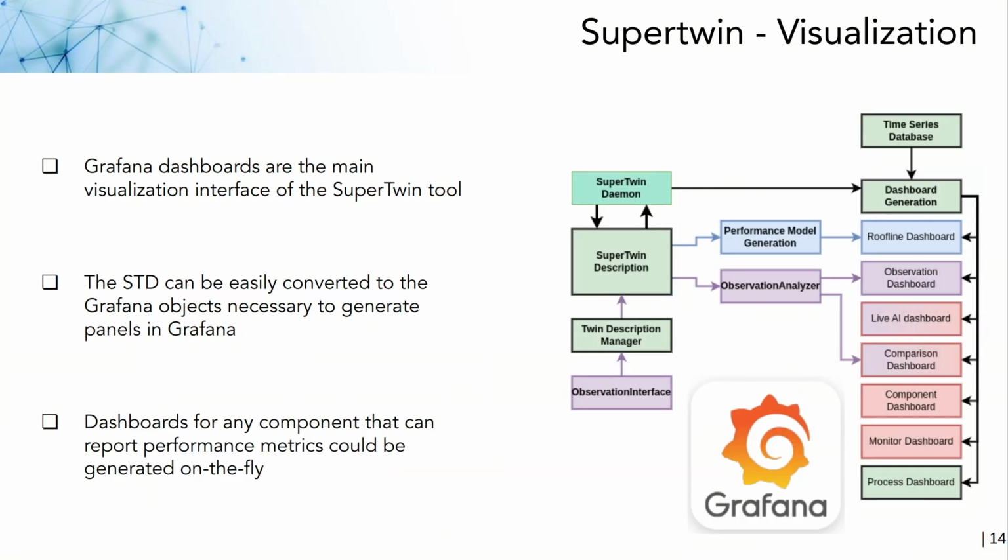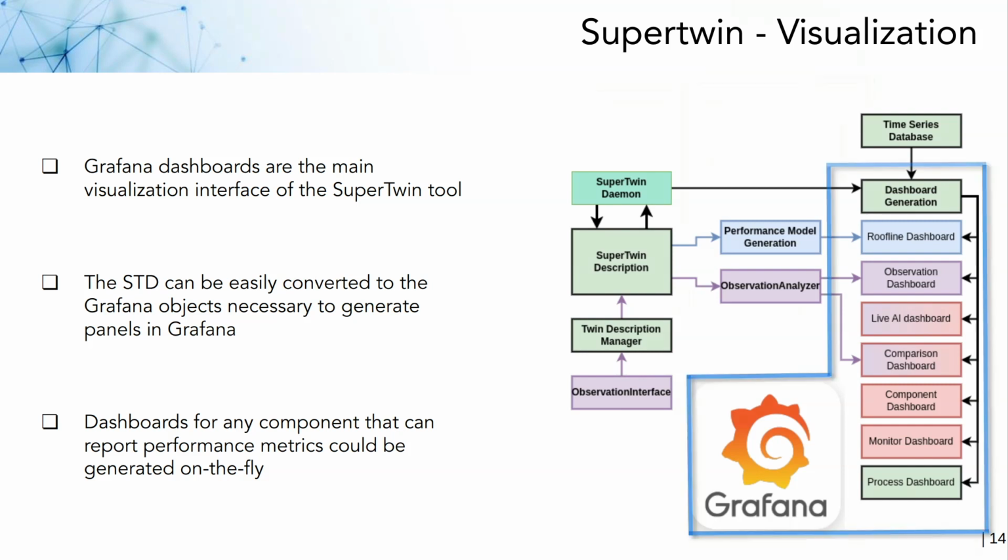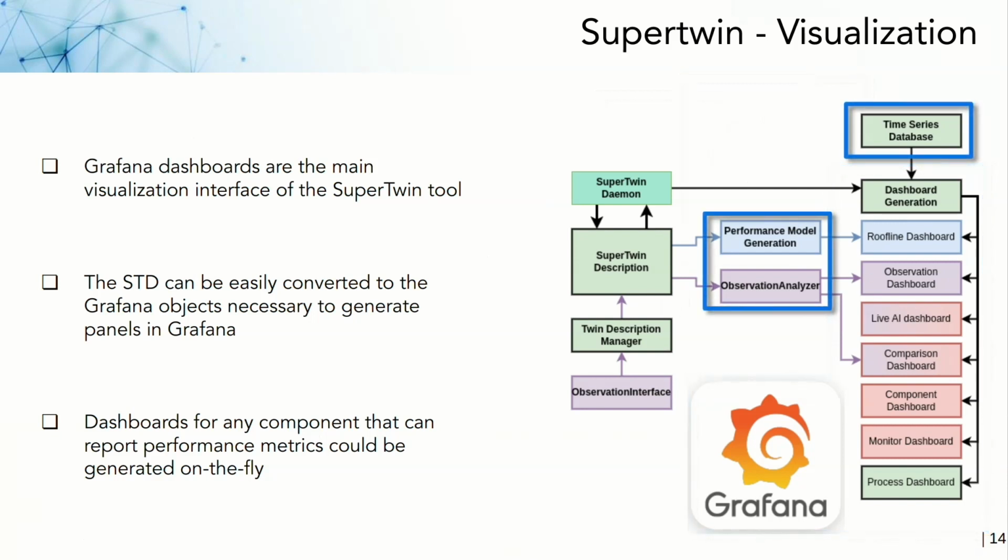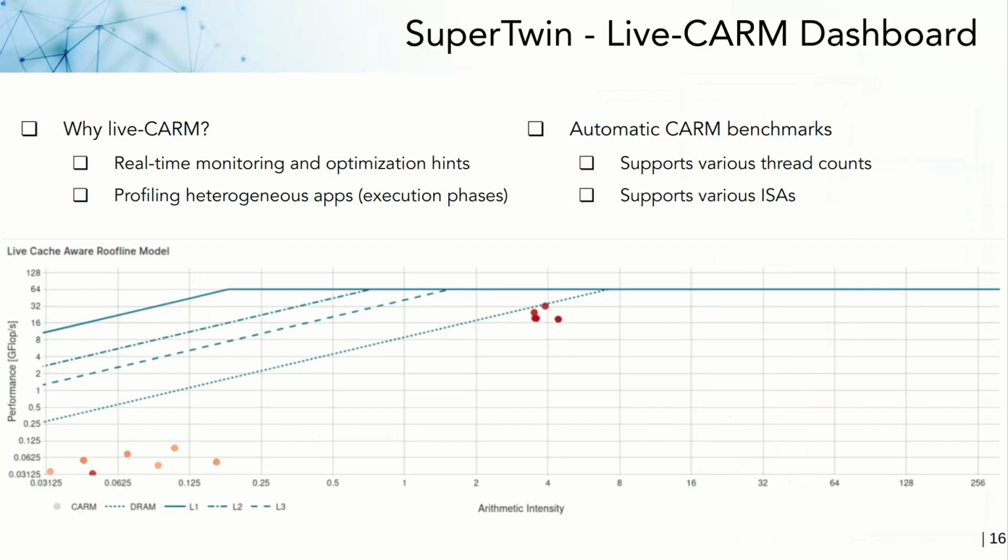So the main visualization interface of the SuperTwin tool is Grafana. With Grafana, various dashboards like comparison dashboards, component dashboards, and monitor dashboards can be displayed. These dashboards can have different sources for their metrics, like performance models generated and encoded in the STD, or live performance counters as time series data. The SuperTwin description can be easily converted to the Grafana objects necessary to generate panels and dashboards, with complex formulas and transformations to facilitate performance visualization. And for this reason, dashboards for any component that can report performance metrics can be generated on the fly by the user if necessary.